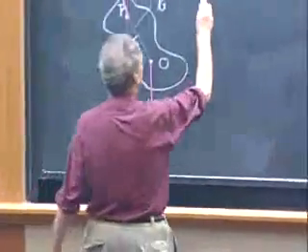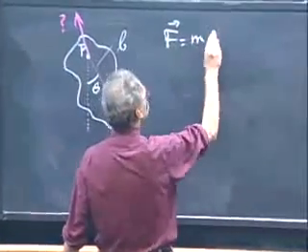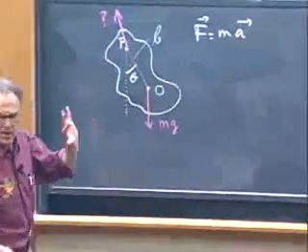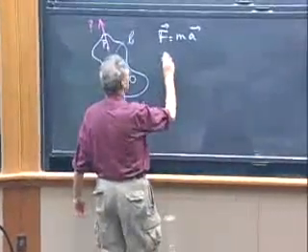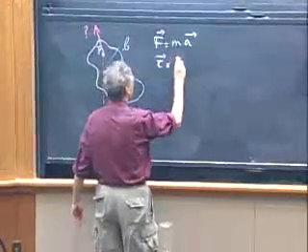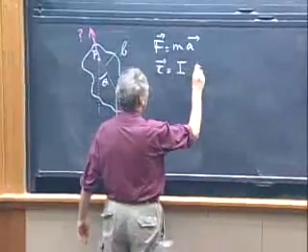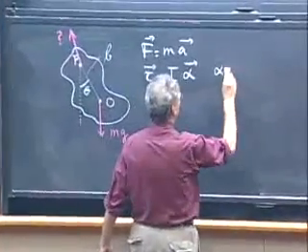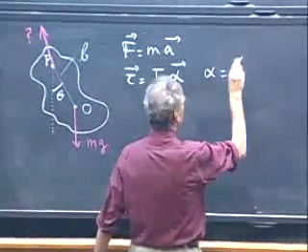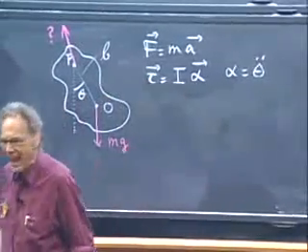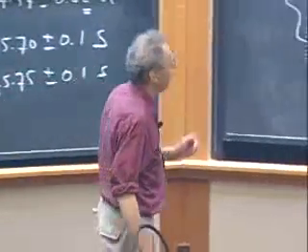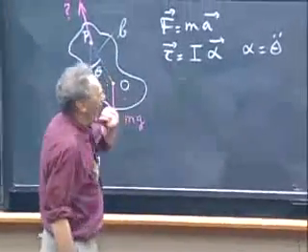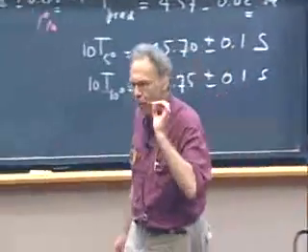Now, remember, F equals ma. When you deal with rotation of objects, and this is going to be a rotational, then this equation changes into tau, the torque, is moment of inertia times alpha, whereby alpha is theta double dot. It's the angular acceleration.